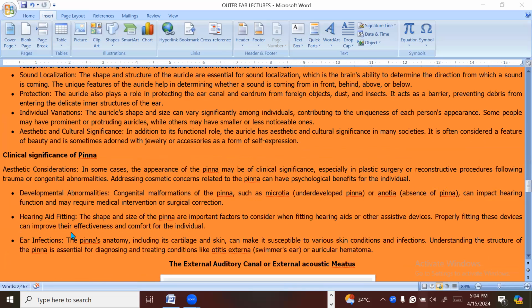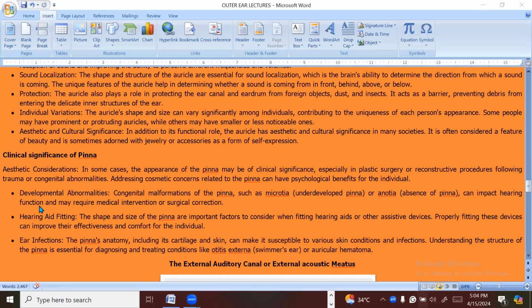Now let's look at the clinical significance of the pinna. Why do you think it's of interest, why do we study it? One of the clinical significances is that when we understand the structure of the ear, we can determine the size of speculum that we can use. When we appreciate this, we know that different people have different ear canal sizes. So we use the appropriate size of ear speculum to examine their ear without injuring them.